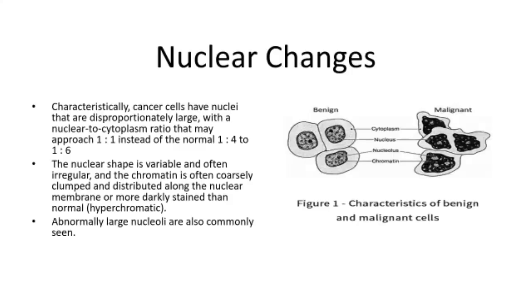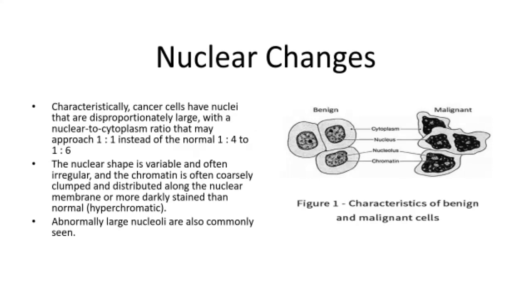Then the most important: the nucleus is the place where the chromosomes are, chromosomes are the place where the DNA is, DNA is the place where the genes are, and the gene is where the difference between a normal cell and a cancer cell happens. So all the morphological changes can be seen in the nucleus, because nuclear changes are the fundamental things that happen in cancer. Characteristically, cells have nuclei that are disproportionately large, with a nuclear to cytoplasm ratio that may approach 1:1 instead of 1:4 or 1:6.